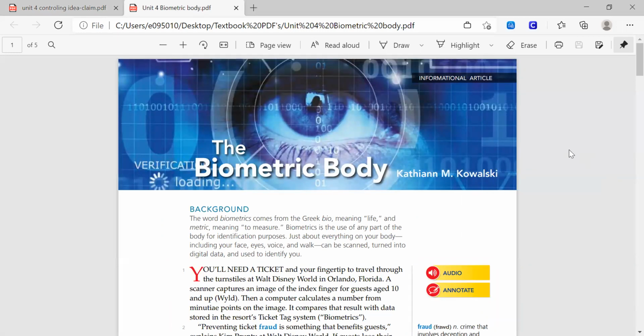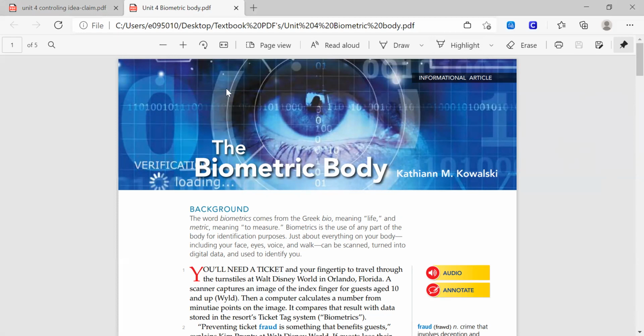All right, jumping on in. We've got "A Biometric Body." This is an article that is also found in our textbooks. It tells us right here at the top that this is an informational article, so we know that we're going to be informed about some different things. Looking at the picture, let's analyze some of this, the biometric body.